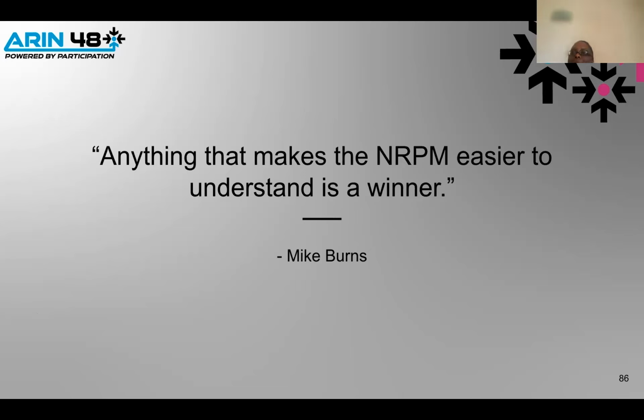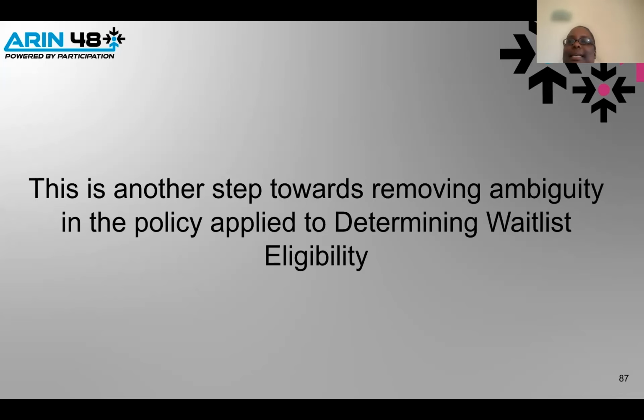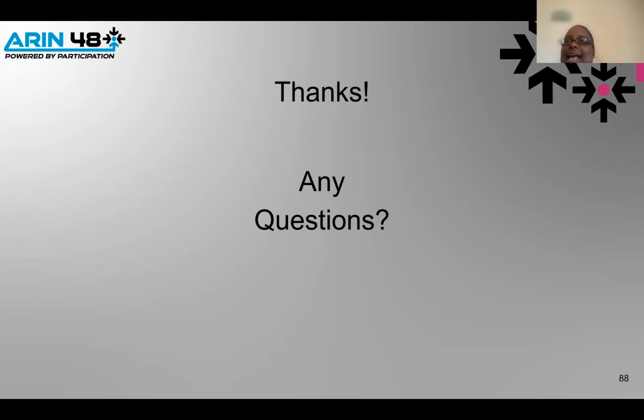So for the previous policy, we had Mike Burns as a poser of questions. And now he appears here in a quote, anything that makes the NRPM easier to understand is a winner, which is true. Next slide, please. And this is another step towards removing ambiguity in the policy applied to determining the waitlist eligibility. Next slide. So any questions?